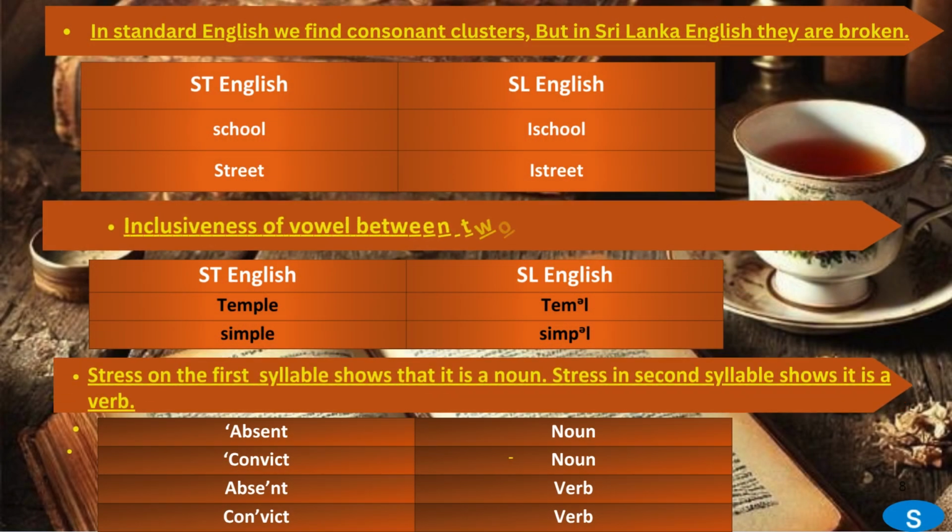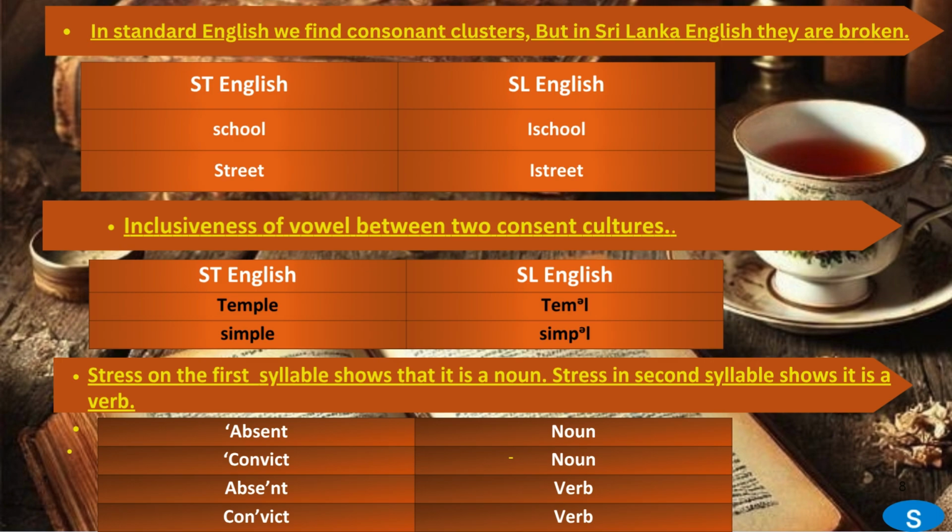In Standard English, we find consonant clusters, but in Sri Lankan English, they are broken. For example, in Standard English, school. In Sri Lankan English, we say sekool. In Standard English, street. In Sri Lankan English, we say siteet.